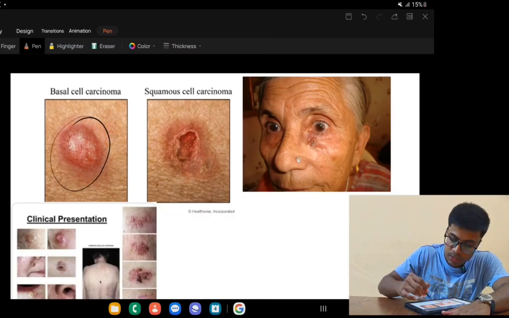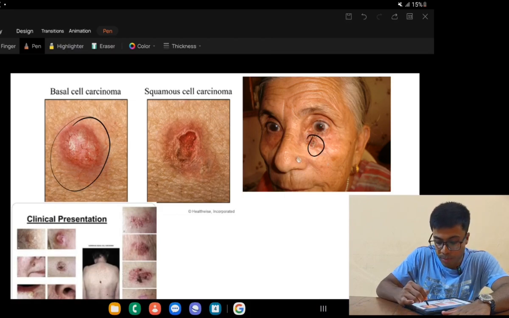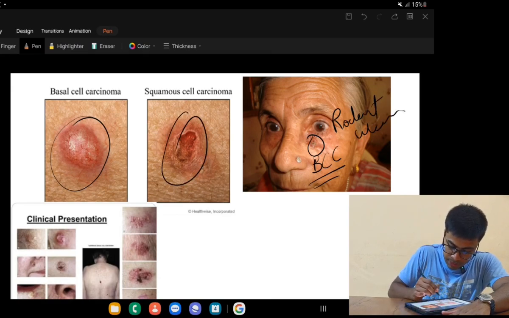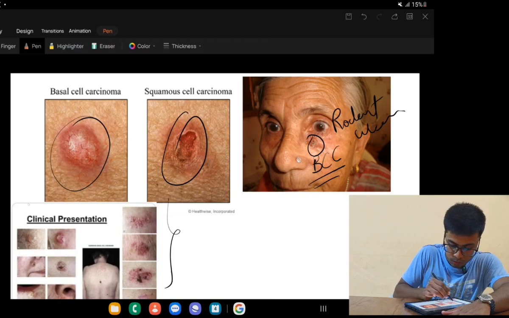Basal cell carcinoma will look like this. Umbilicated lesions will be there. Basal cell carcinoma, or rodent ulcer. Then squamous cell carcinoma looks like this, and these are a few presentations of basal cell carcinoma. So let's discuss this question.